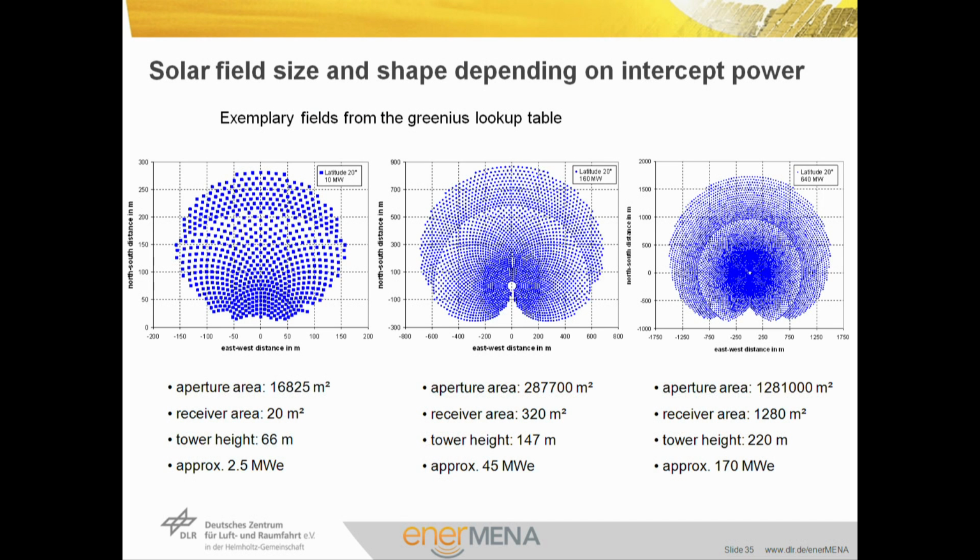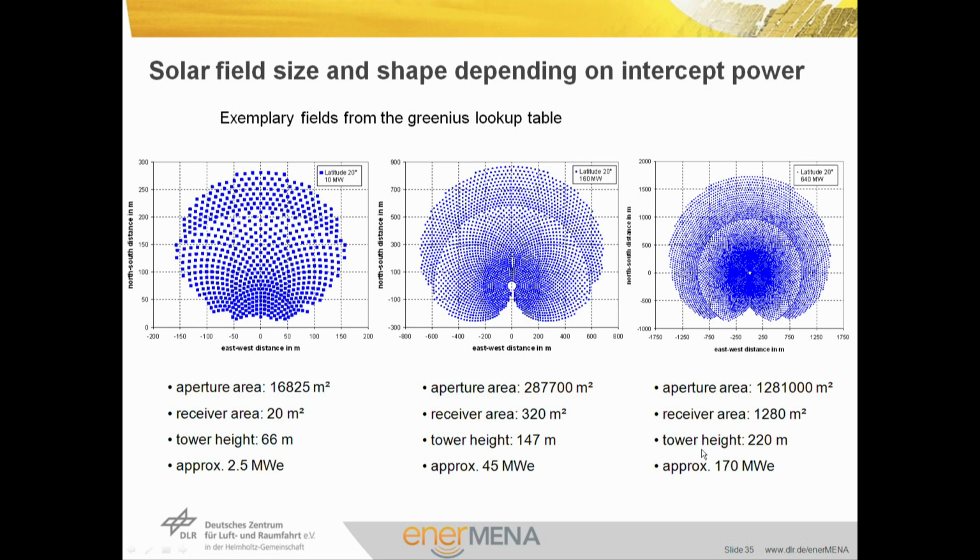These figures show some of the results contained in this lookup table. From the left to the right, the intercept power increases. We start with a 10 megawatt intercept power, an aperture area of about 16,824 square meters, equivalent to approximately 2.5 megawatt electricity output. And on the right-hand side, we have a much larger solar field with an aperture area of about 1.2 million square meters and approximately 170 megawatt electrical output.